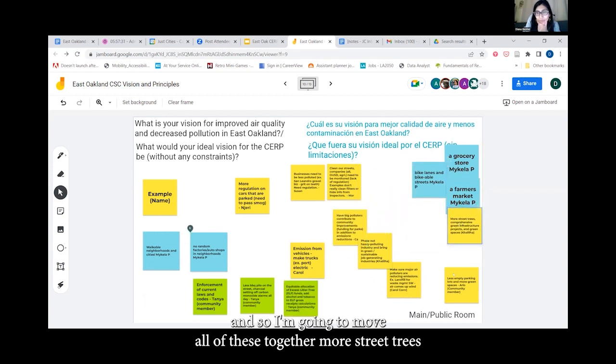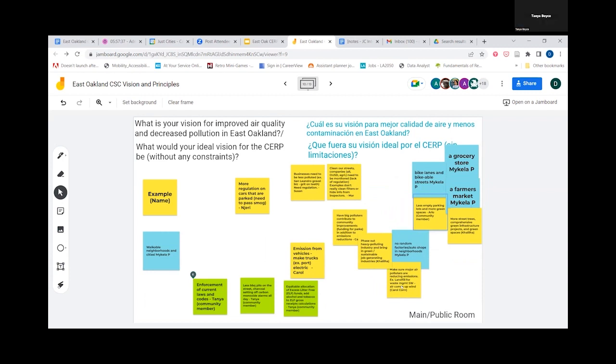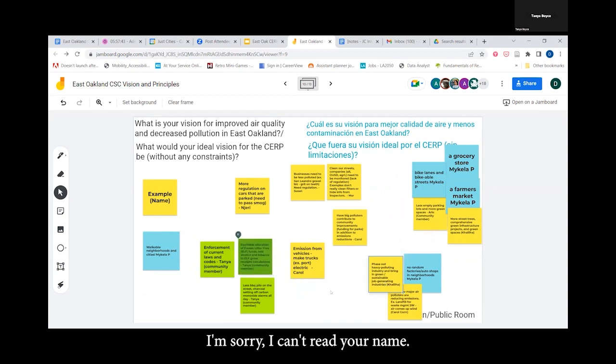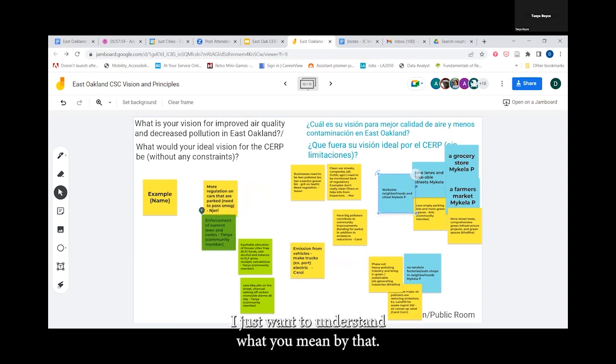And so I'm gonna move all of these together: more street trees, comprehensive green infrastructure, less empty parking spaces. Yeah, ask a question. For bike lanes, my neighbor, I'm sorry, I can't read your name. I don't have my glasses on. Are you suggesting that we add more bike lanes to East Oakland? I just wanted to understand what you were meaning by that.